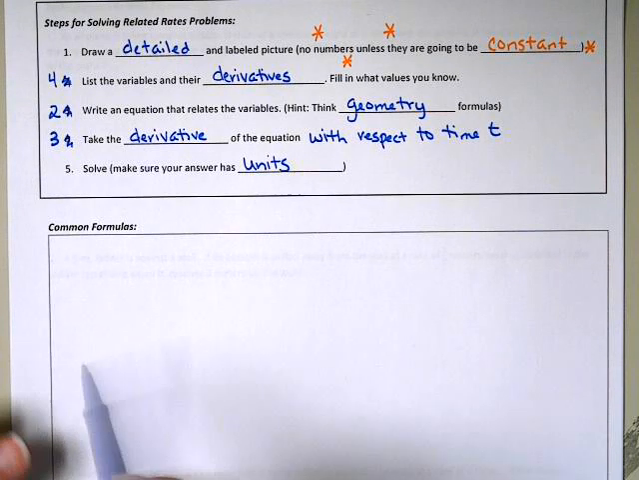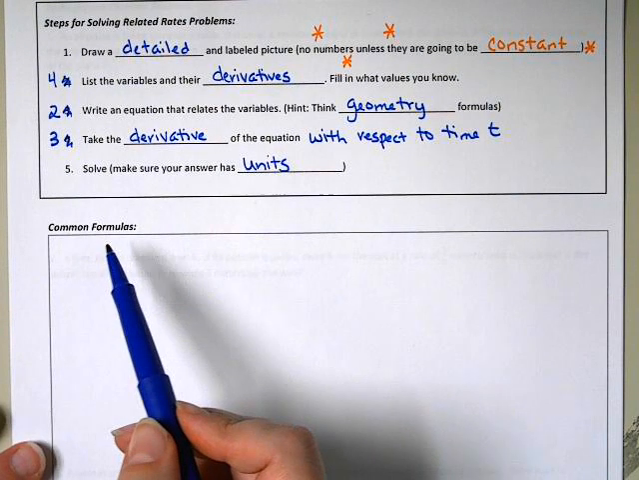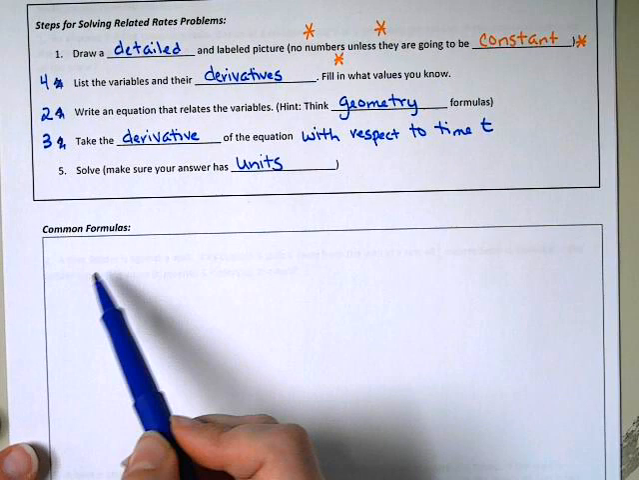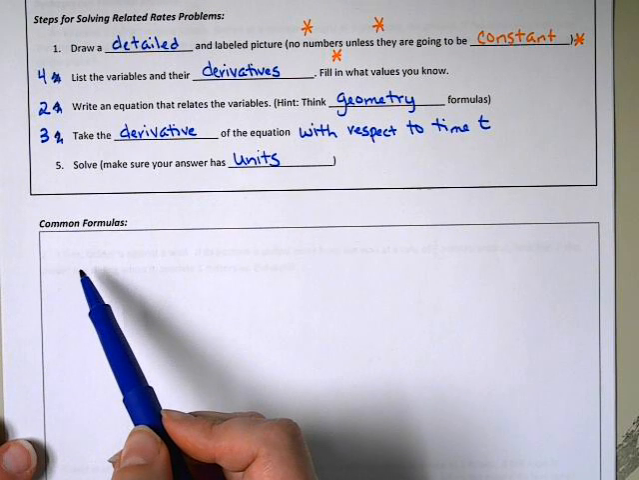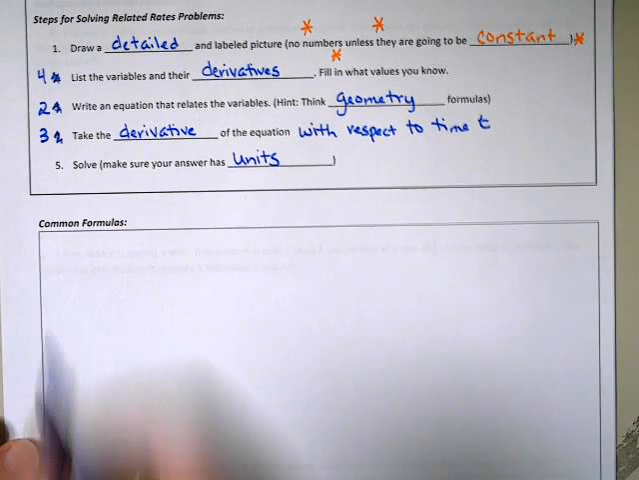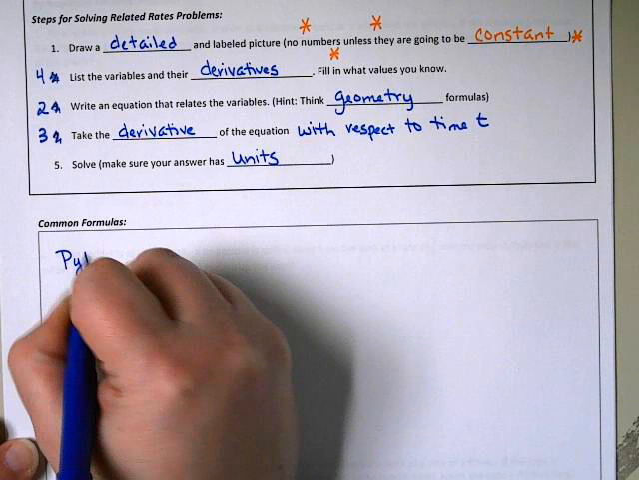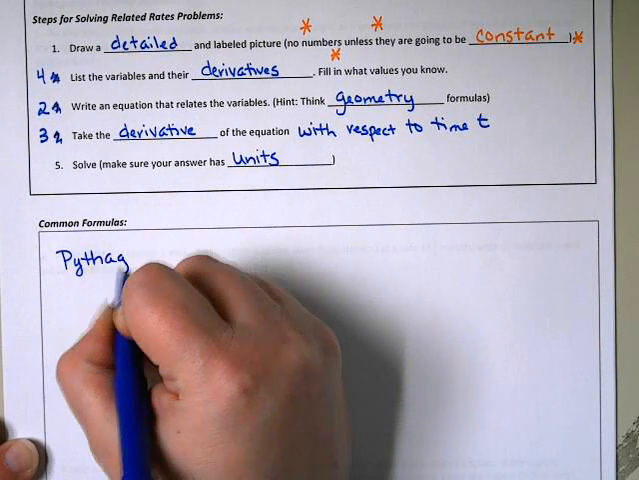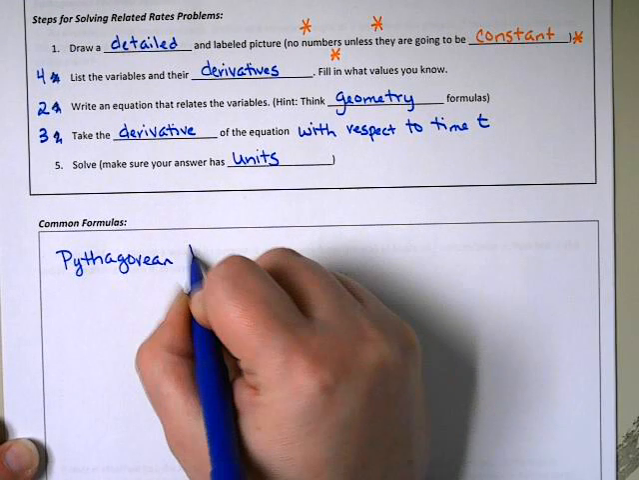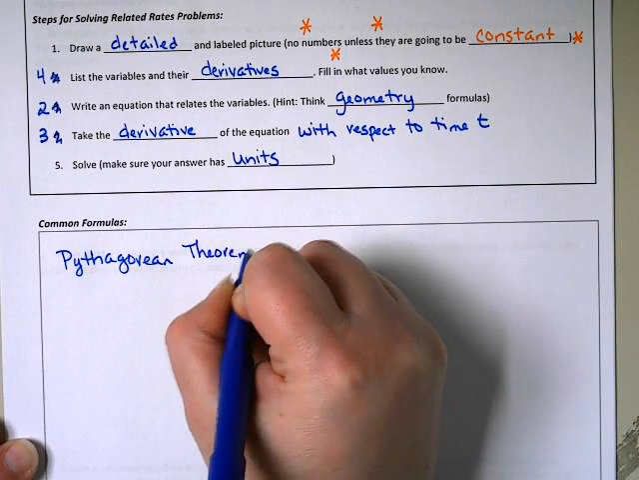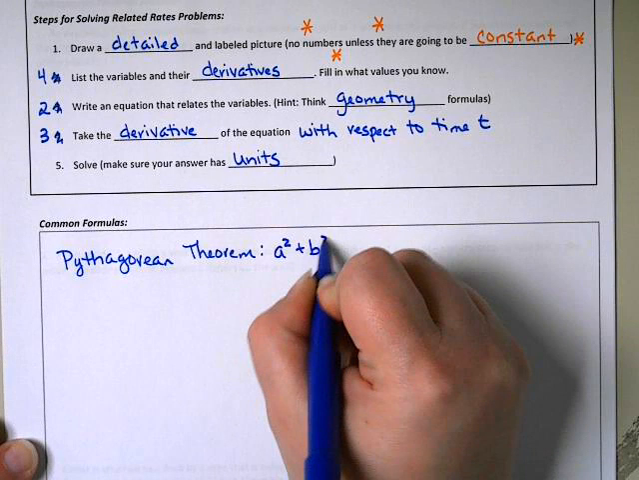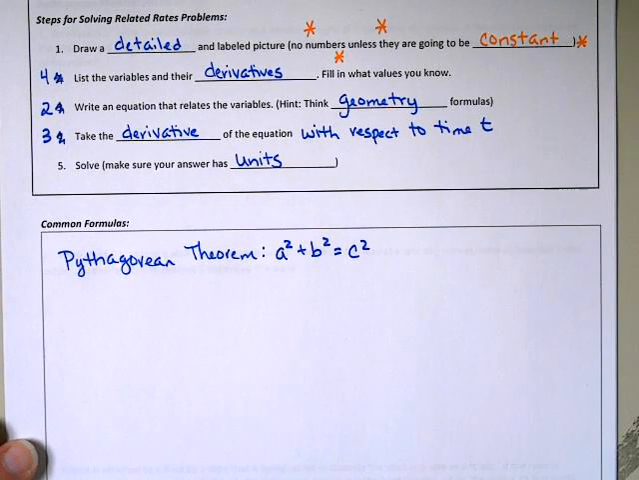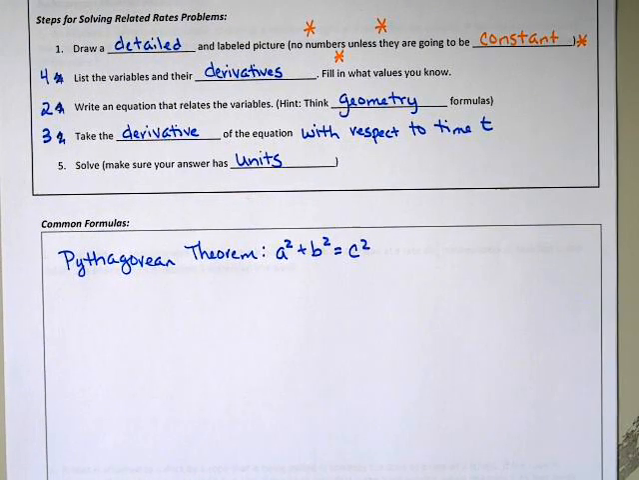Okay, like I said, these common formulas we're going to list together as we use them, so we'll be coming back to this page a lot. But the first one that I do want you to write down, this first video deals with related rates problems that use Pythagorean theorem. So I do want you to first write the Pythagorean theorem, so that we can make sure we all remember it. It's a squared plus b squared equals c squared, where c is the hypotenuse of a right triangle.